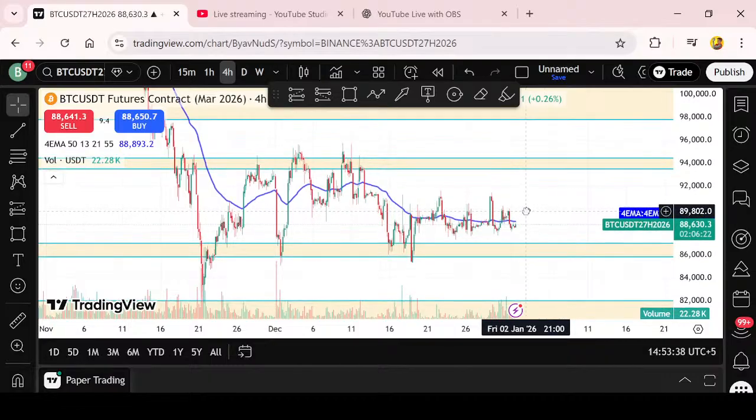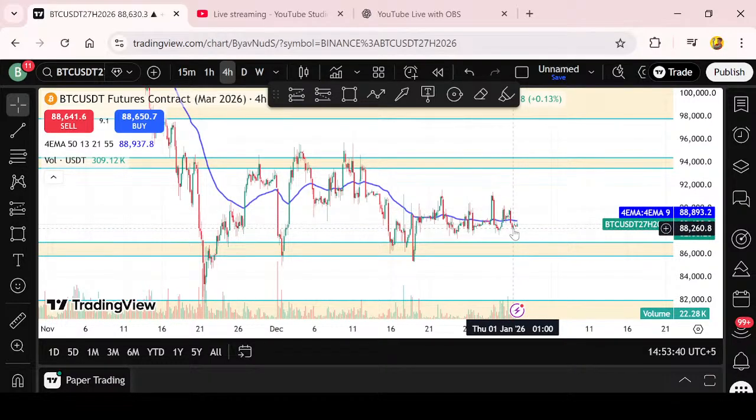Now we are on the 4 hour time frame, and on the 4 hour time frame you can clearly see that it is a clear spot here. If it breaks, it can go down up to 86,000 and then rebound from there, because at 86,000 there is a strong support on the daily time frame. So the bigger time frame matters more than the smaller time frame. On the upside, it is clear resistance here. So it is quite, you can say, stuck here.